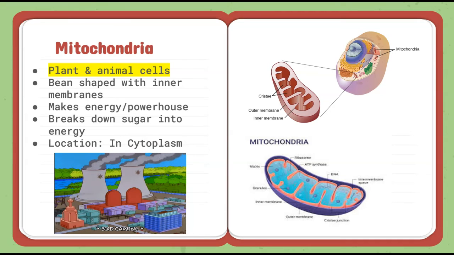The sole responsibility of this organelle is to take sugar and turn it into energy that the cell can use. It is usually found free-floating in the cytoplasm, and that GIF right there from The Simpsons just summarizes it all. It is a power plant.